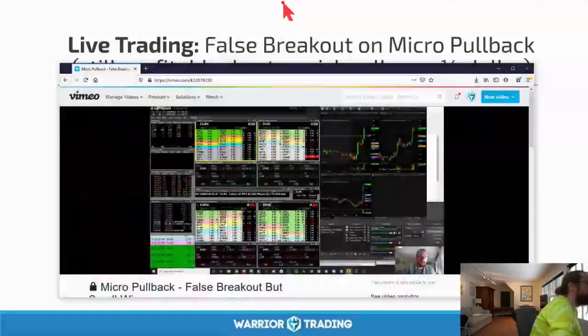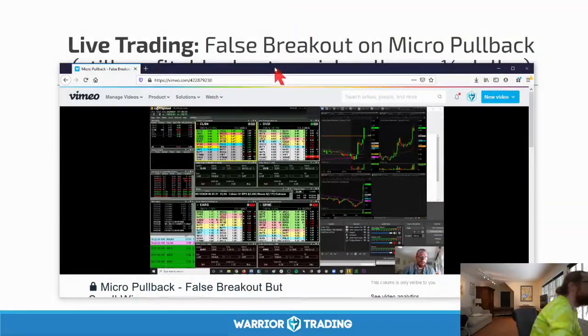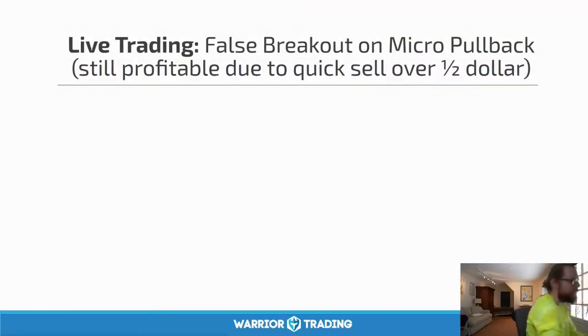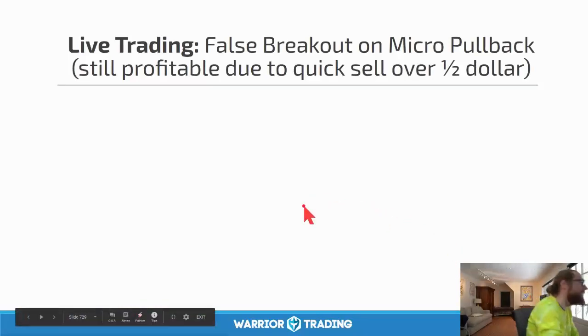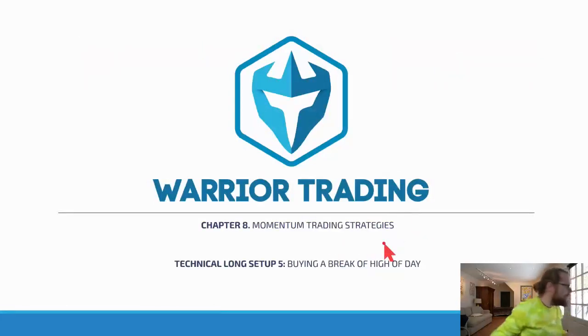All right, so when we get into the section on parabolic stocks, and certainly when we're talking about high-speed breakout trading, we're going to see some more examples. So let's continue on here to the next section in Chapter 8, which is long setup 5, buying a break simply through high of day, the high of day breakout.